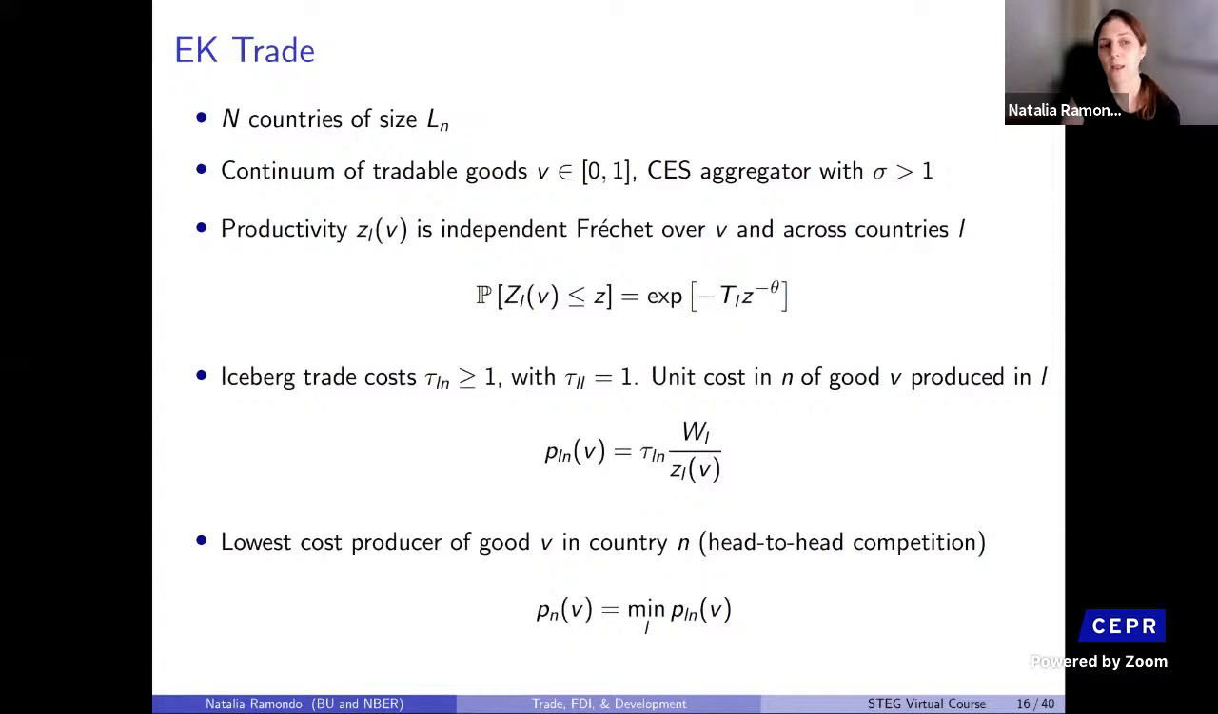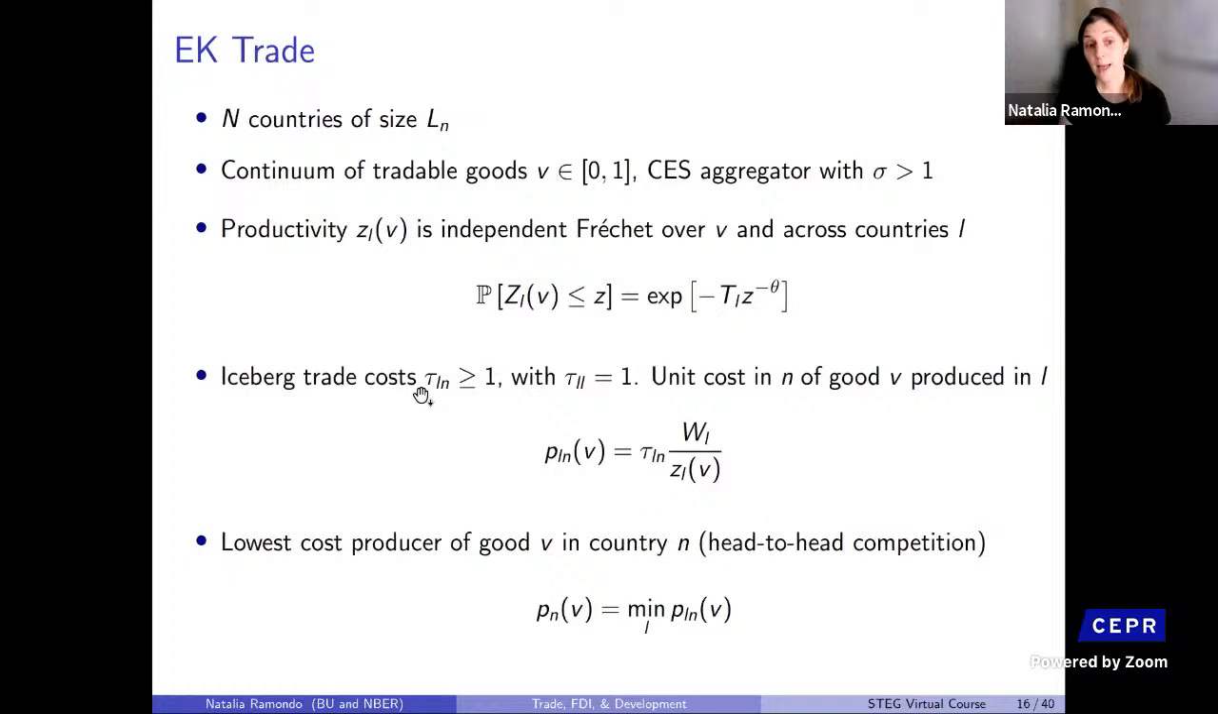So let's start with EK trade. Let me remind you in a slide what that model was about. There were N countries, a multi-country model with a continuum of goods, and a CES aggregator, as I said. I'm not going to go away from this assumption. And productivity is going to be independent Fréchet over goods ω and across countries. So what is this Fréchet? Well, this is characterized by the scale parameter T and the shape parameter theta. The innovation in their work was really that productivity was a random variable and had this particular extreme value distribution that I'm going to talk about a bit more later.